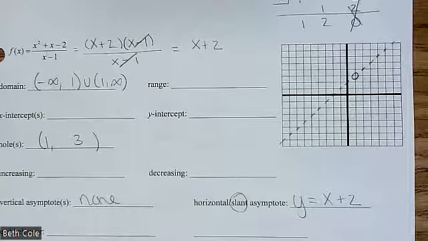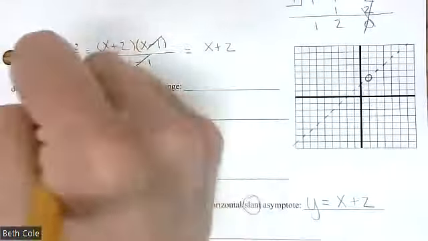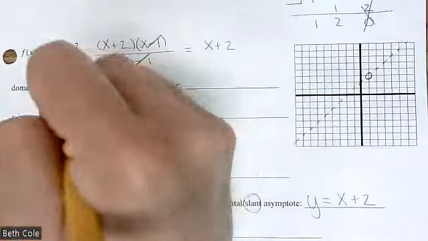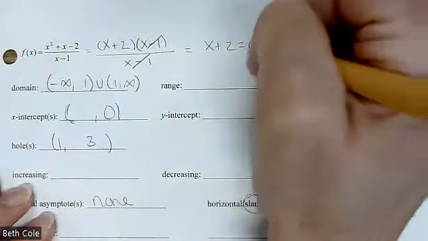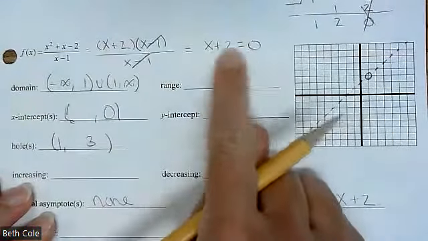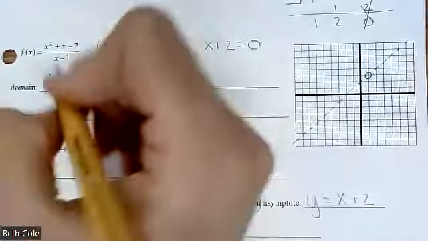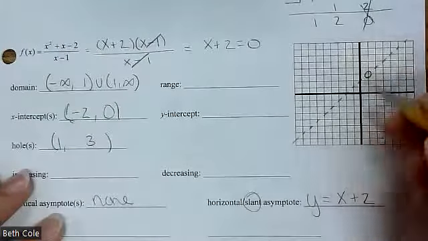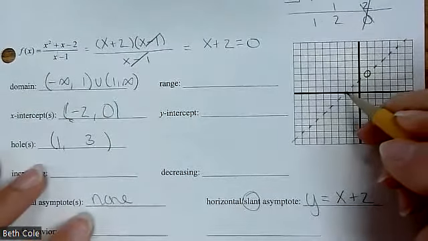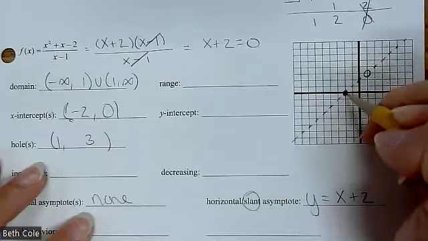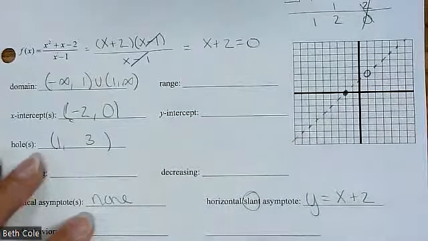All right, then we want to get some points to plot. So we would go back and do the intercepts. X-intercept. You would need to set this equal to 0. If you set this equal to 0, what do you get? -2. So -2, 0. What do you notice about that when you go to put it on the graph? It's on the asymptote, which is strange.